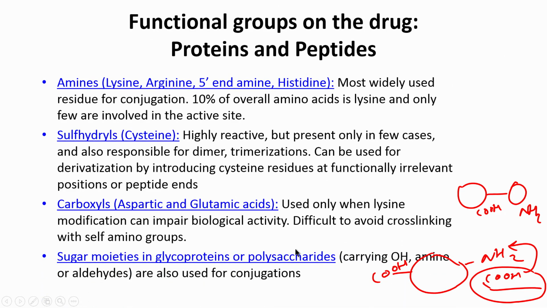And then of course, there are sugar moieties on proteins, the glycoproteins, and there is always some kind of post translational modification of these proteins. So, they carry hydroxyl, amines and aldehydes, which can then also be used for conjugations, and typically a safe target. In most proteins you will find that they are not involved in the active site.